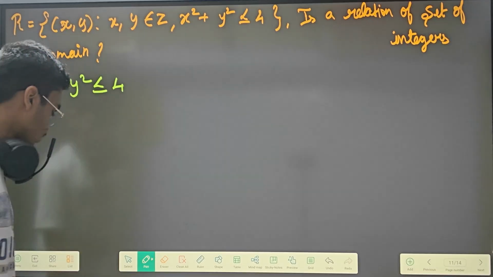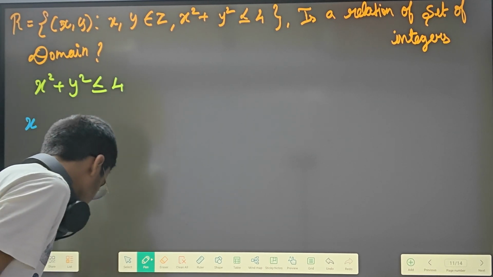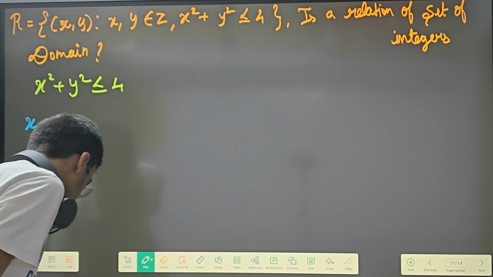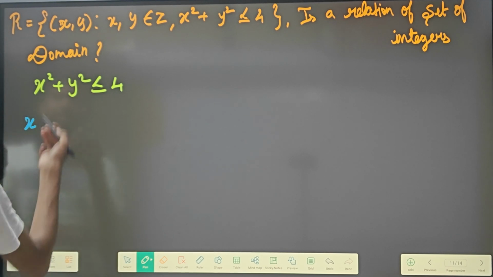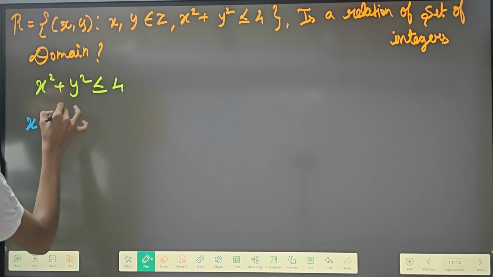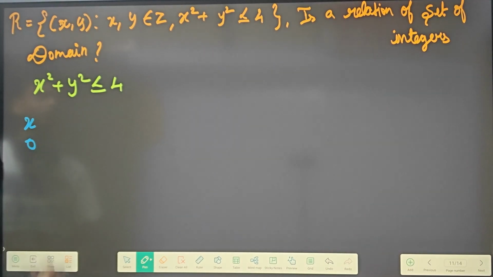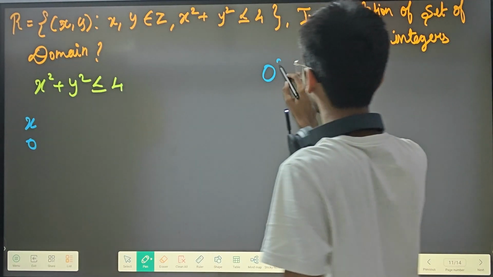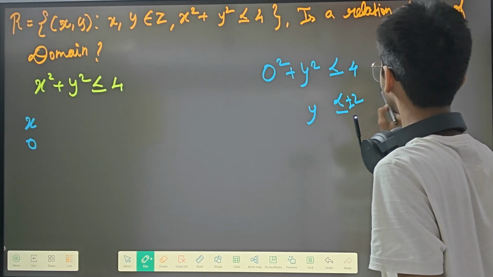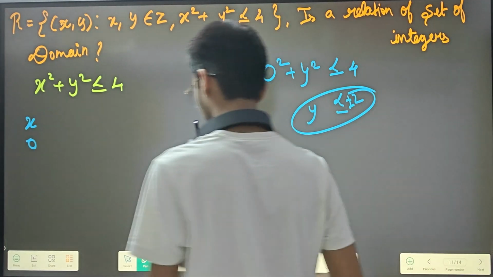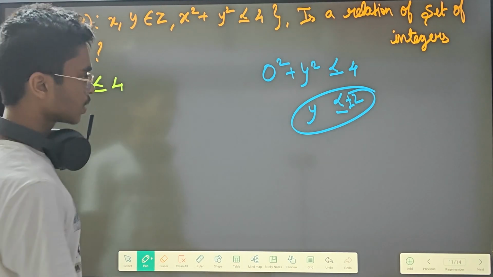So I'm going to assume a few values. What they have asked is the domain only. Now we are going to put some values. First, in place of x, let us put 0. If you put 0, then it will be 0 square plus y square, which is 4, so y is going to be 2. So plus or minus 2, then y can be what?